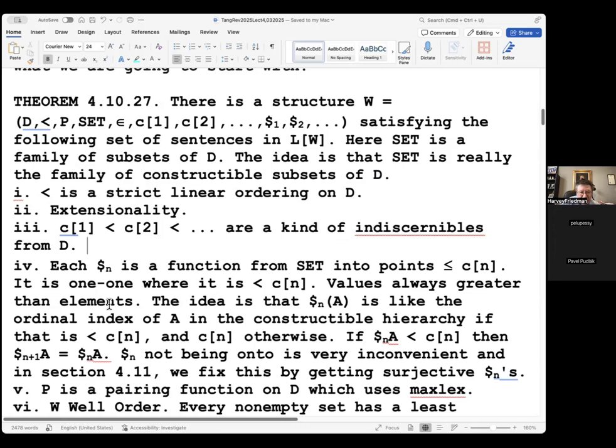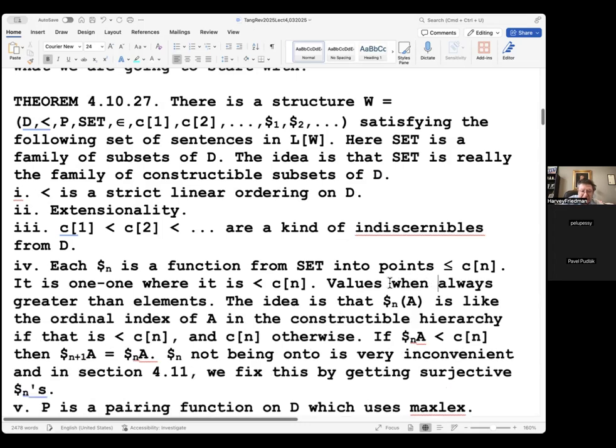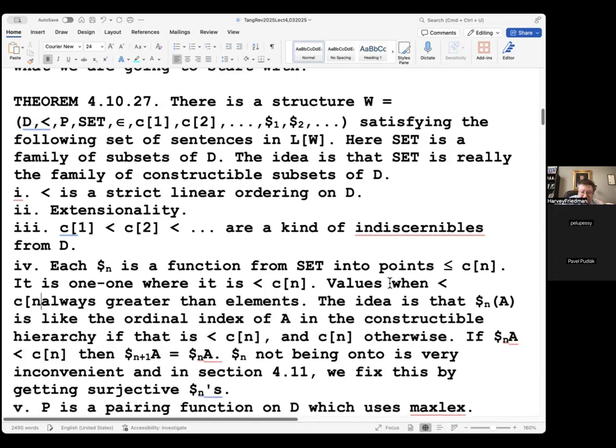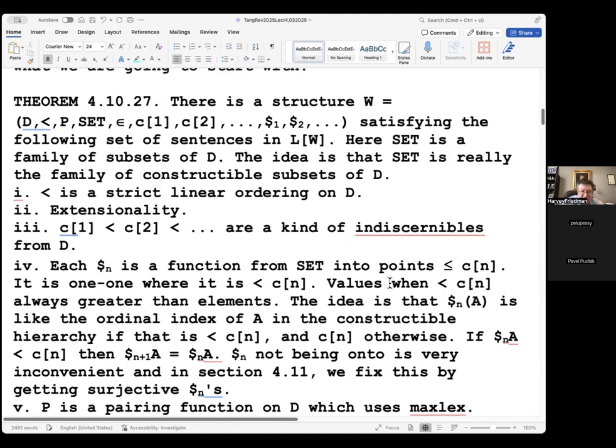That's actually not quite right. The values, when non-trivial, when less than Cn, are always greater than the elements. The idea is that $n of A is like the ordinal index of A in the constructible hierarchy, if that is less than Cn, and then Cn otherwise.